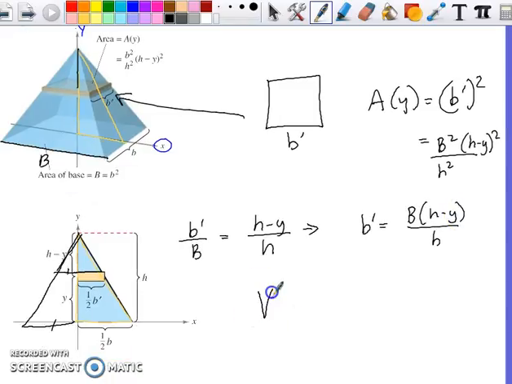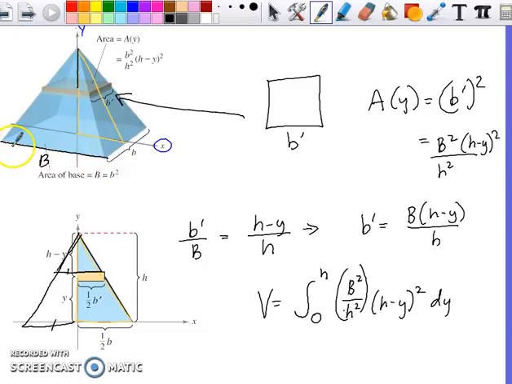So when I take the volume of this, the volume is going to be equal to the integral, and if we were doing it with respect to y, it's going to go from 0 to however far up you go, which is to h, times the area with respect to y, which is going to be that b squared over h squared, times h minus y squared, times dy. Now this b squared over h squared, that b is constant this entire time, and so is that height. And so you could pull out that b squared over h squared to the front of it.